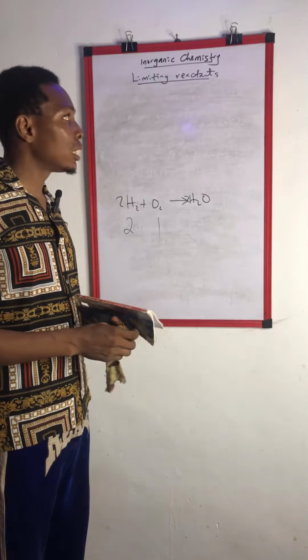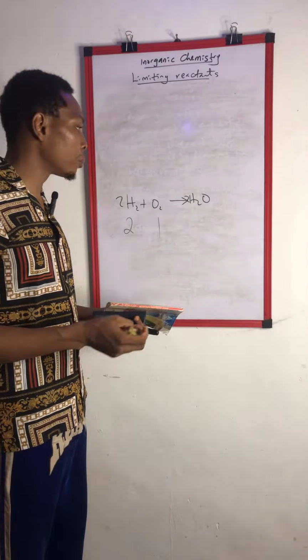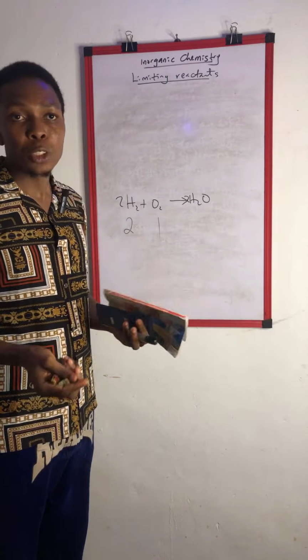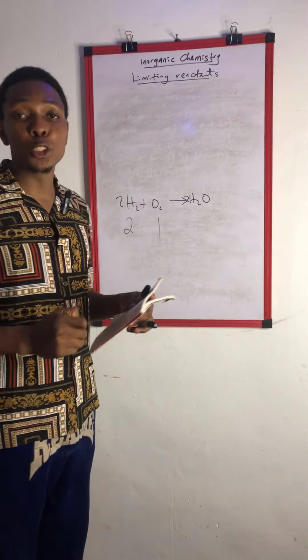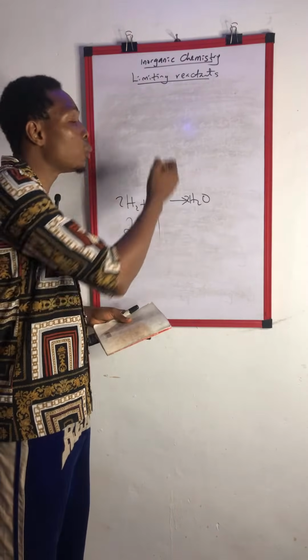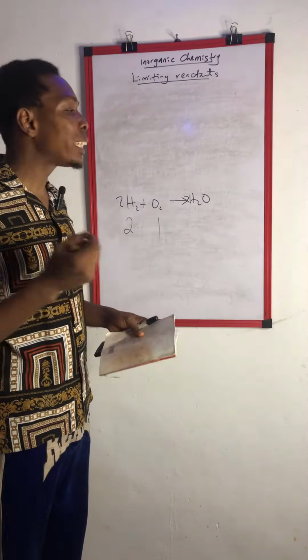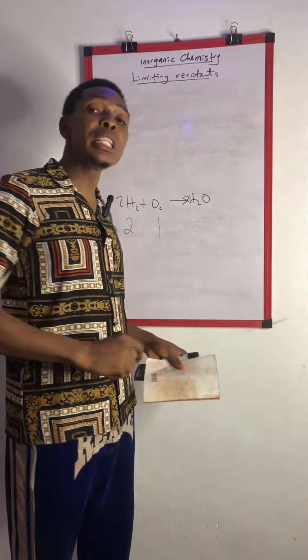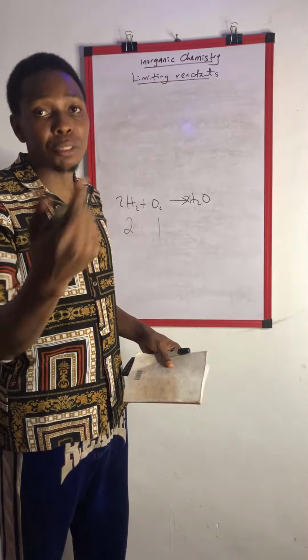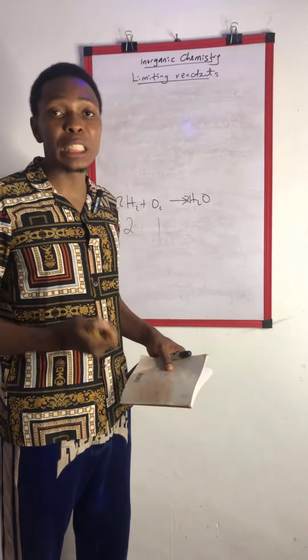After this, you can also take theoretical yield. Theoretical yield is the maximum obtainable yield. To determine your theoretical yield, you still work with the limiting reagent. Without your limiting reagent, you can't get the theoretical yield. Theoretical yield is the mass of the product that is being formed.